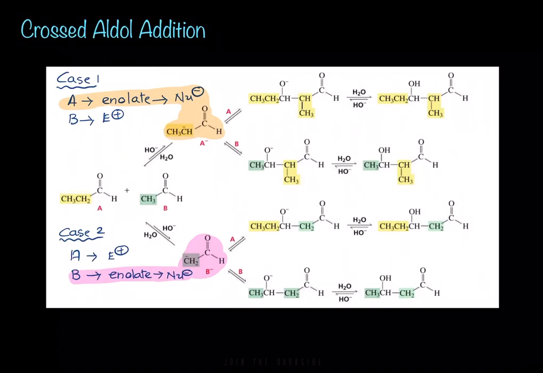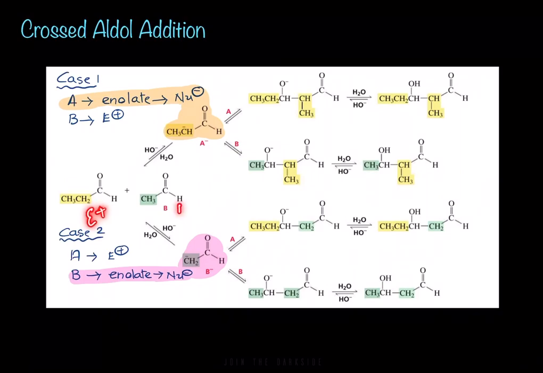Okay, so in case 1, let's see how you get the four different products. So in case 1, the compound A or the reactant A is actually going to be an enolate, which is going to be the nucleophile, and B is going to be the electrophile. Okay, so that's going to be case 1, and they react in two different ways to give the two different products right here. And under case B, this is going to act as an electrophile, while this is going to act as a nucleophile.